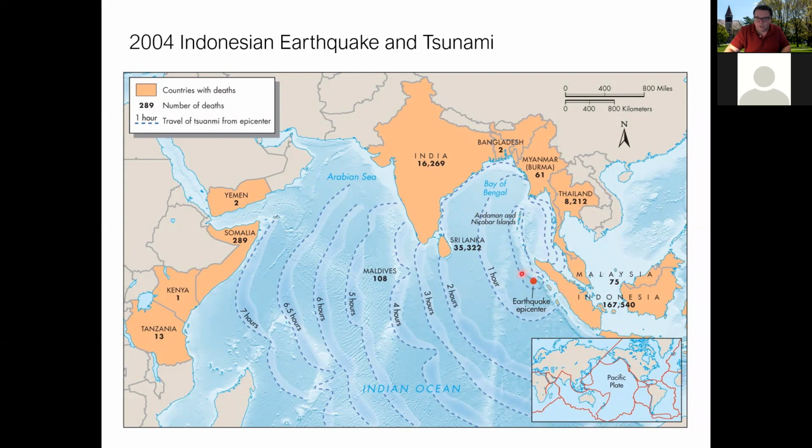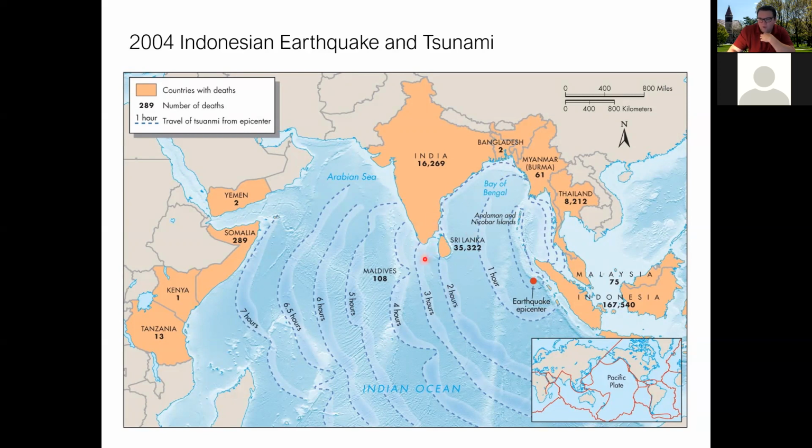But this wave traveled. These are isopach lines. It basically means a line of equal height or equal time or equal something around that area, and you can see here that within minutes this was onto the shores to the east. And here at an hour it was already in Myanmar, Thailand, and within a few hours into Bangladesh, India, and Sri Lanka.